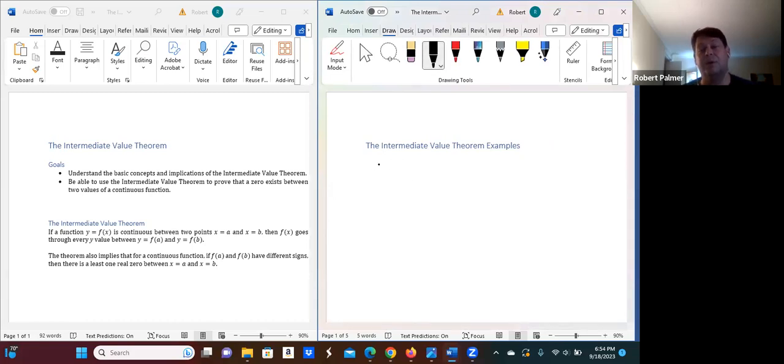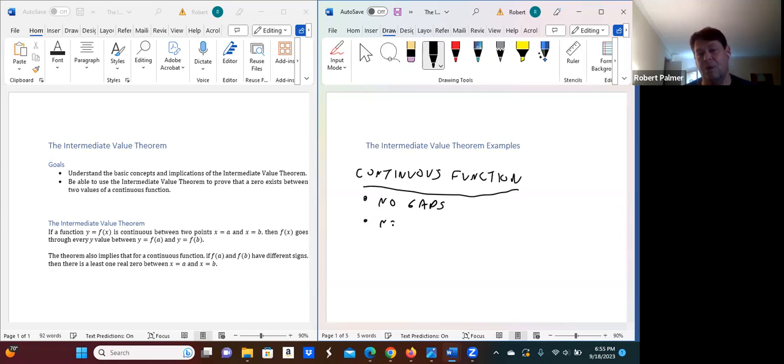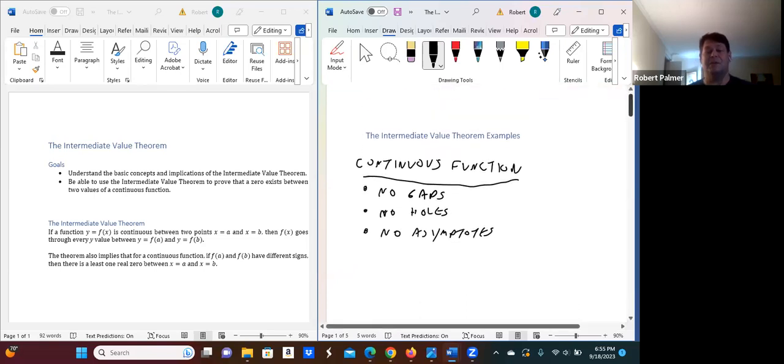Now, let's remind everyone what a continuous and non-continuous function means. So if the function is continuous, what that means is we have no gaps, no holes in the function, and also no asymptotes. Okay, so basically continuous, another way to say it is that you can draw the function without ever having to pick up your pencil or pen.